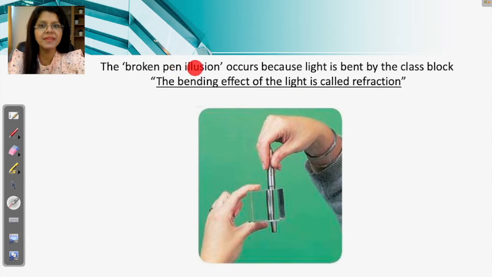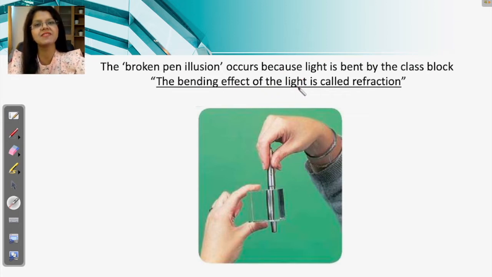The broken pen illusion occurs because light is bent by the glass block. So what is happening here? You're holding a pen behind a glass block. What appears? It appears as if the pen is broken in between. Why does it happen? It happens because of refraction. The bending of light is called refraction.